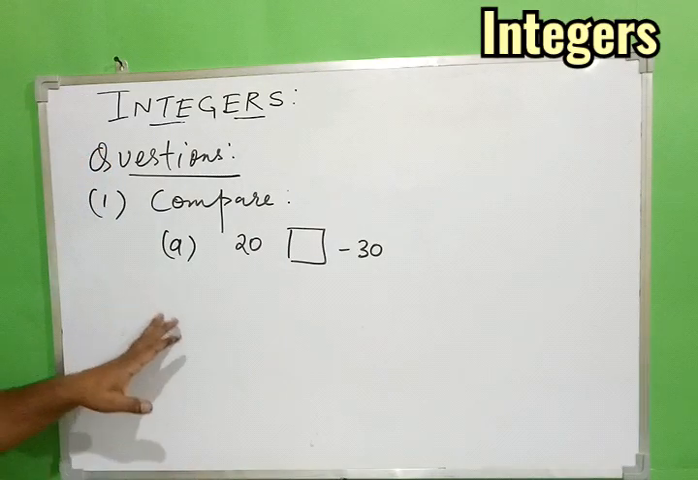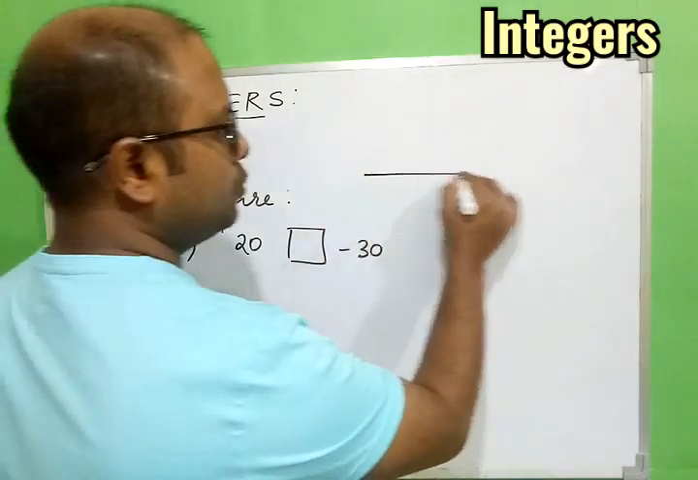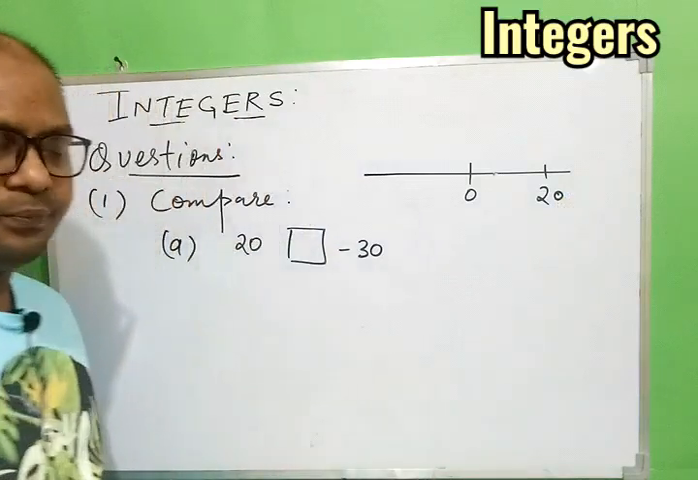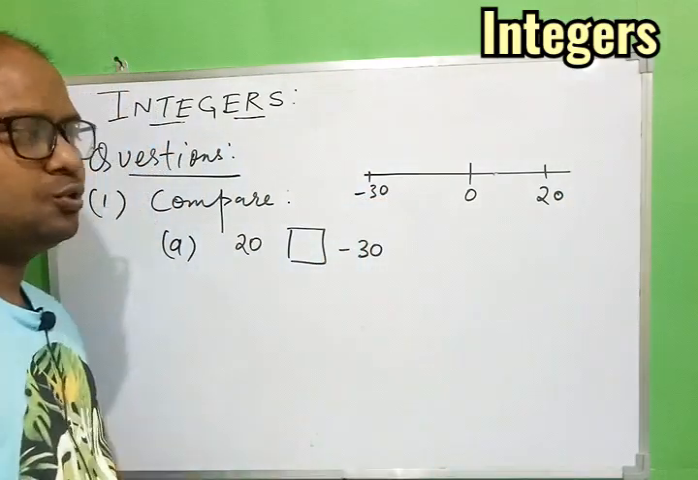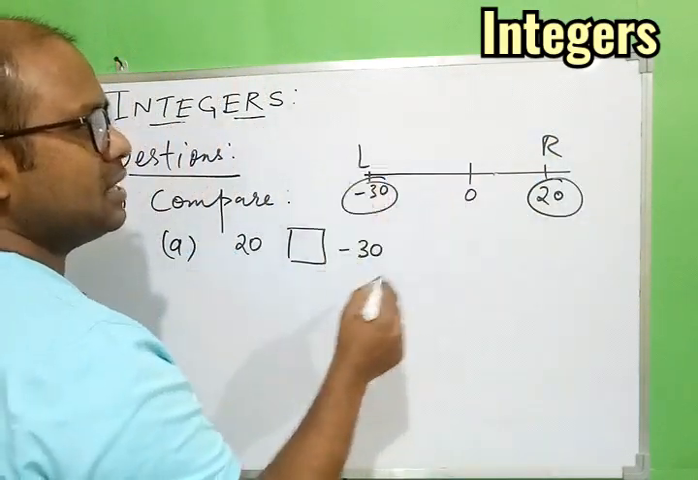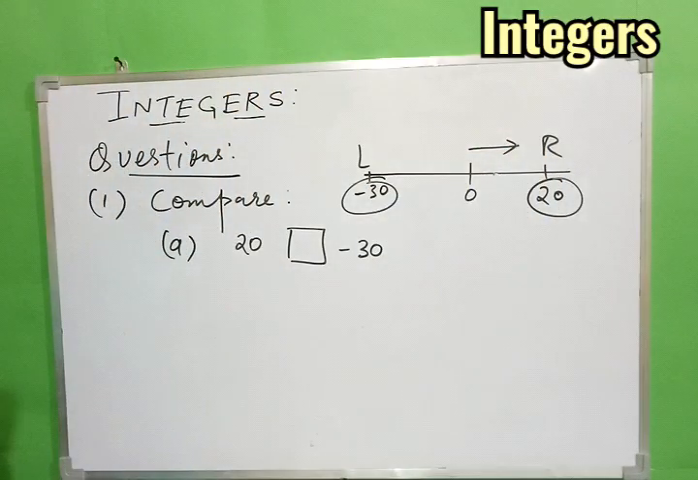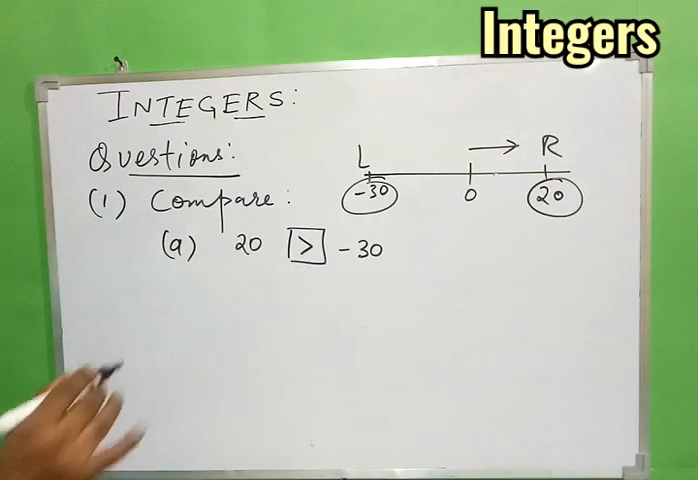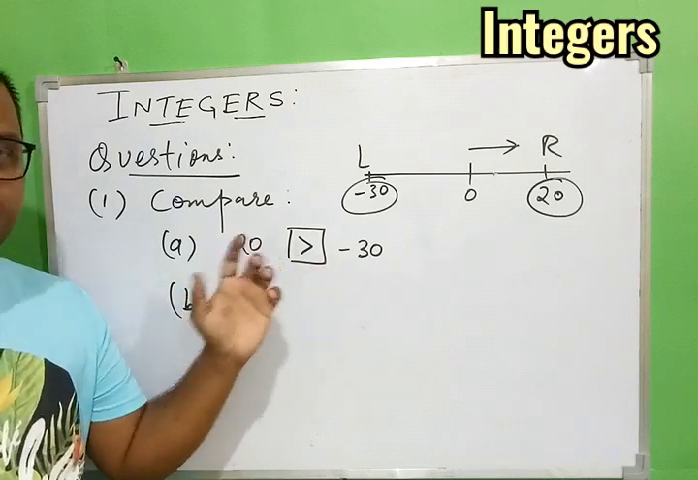So here there is no doubt, this is minus 30 and this is 20. If you try to see on the number line, 20 will be somewhere this side and minus 30 will be somewhere this side. So 20 is on the right hand side, minus 30 is on the left hand side, and we always know that the number on the right hand side of the number line is always greater. So 20 will be greater than minus 30. This is how we can compare positive and negative integers.